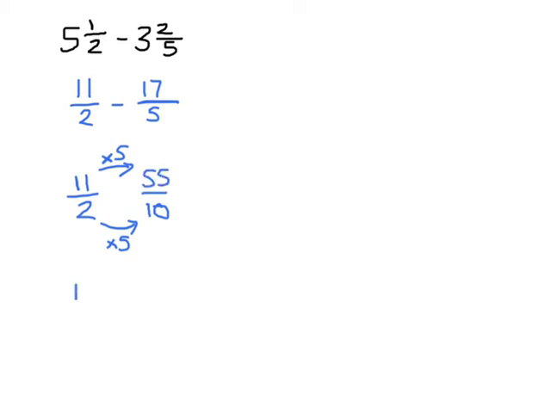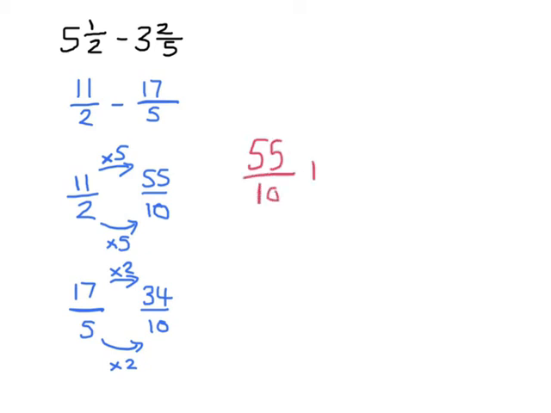Let's go and do the same thing to 17 fifths, which needs to become something out of 10. To do that, I have to multiply the bottom by 2, so if we do the same to the top, that gives us 34. So now I can just go and add together those two fractions that have now got the same denominator. So we've got 55 over 10 added to 34 over 10.